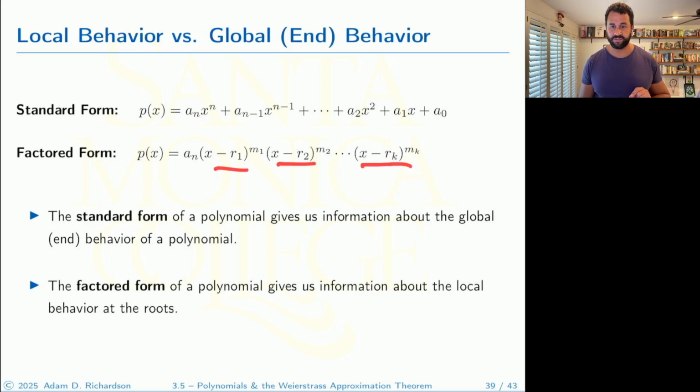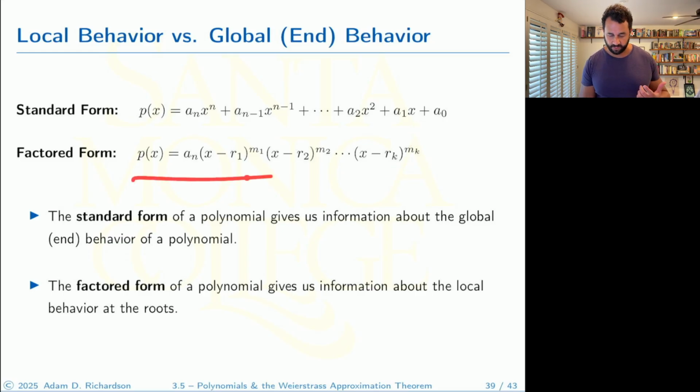These are all the zeros. The notation gets a little messy here, but don't worry, just follow your nose. This is a zero, this is a zero, this is a zero. This is the multiplicity associated with that zero. This is the multiplicity associated with that zero. This is the multiplicity associated with that zero.